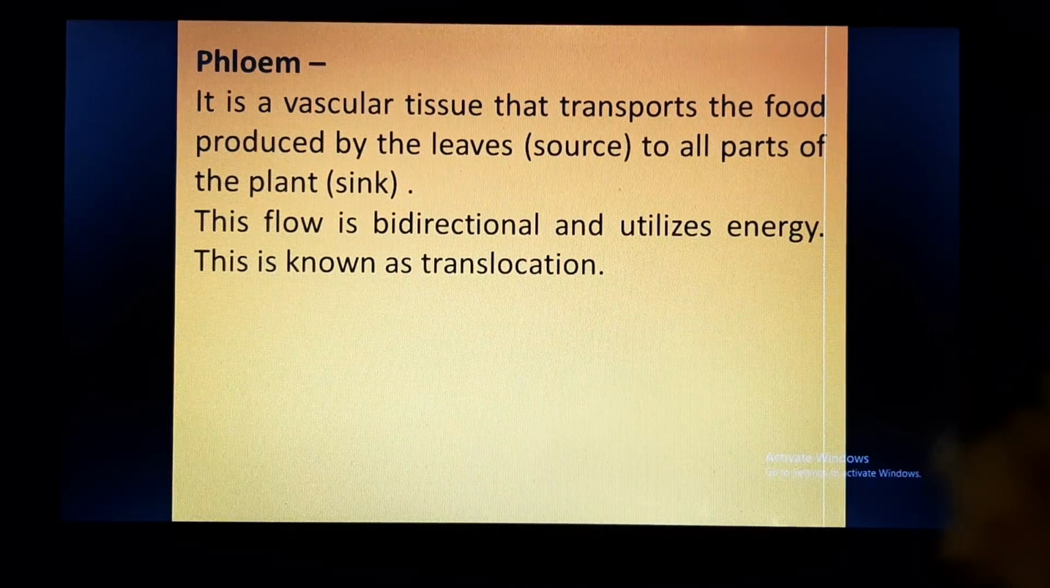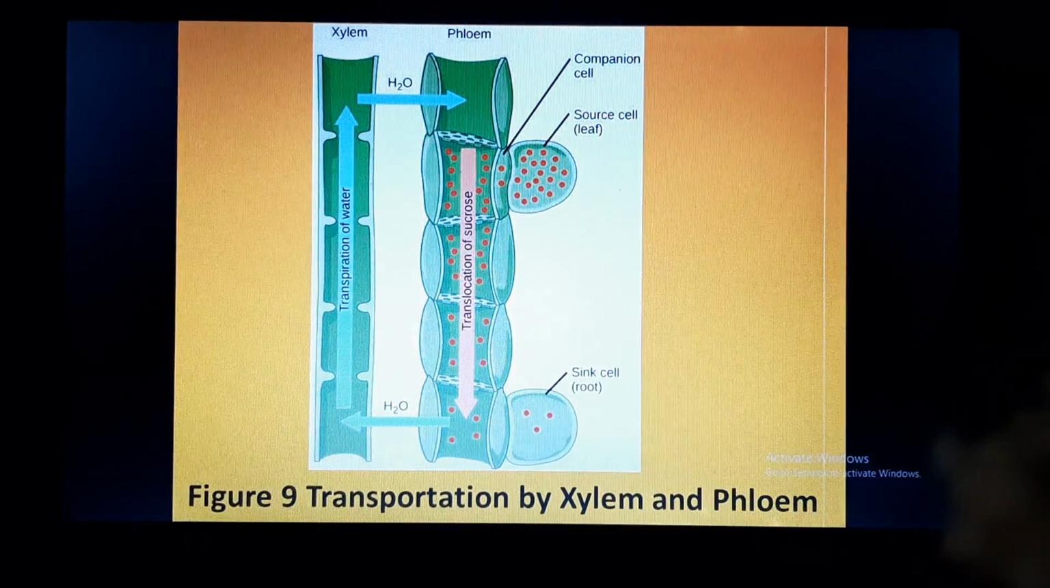But in the case of phloem, food is made in the leaves. Food is required by the buds, the flowers, and also by the roots. Therefore it is required to be sent in both directions, up and down. Therefore the flow is bidirectional and a requirement of energy is there. The transportation of food is called translocation.